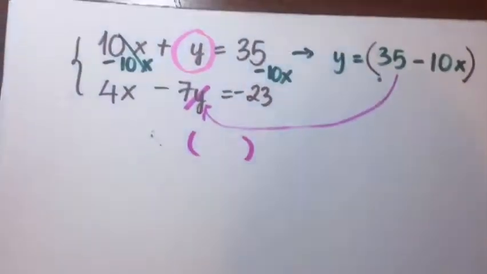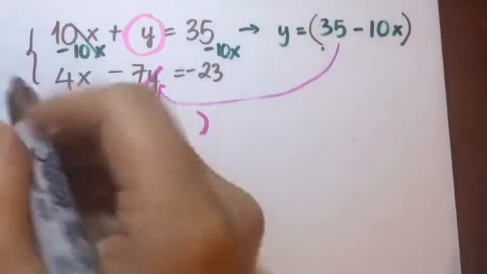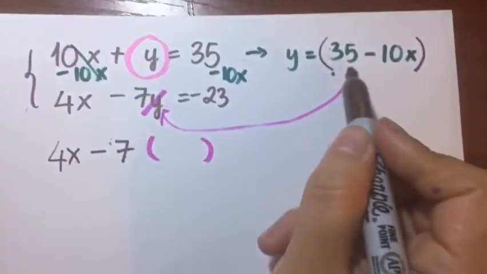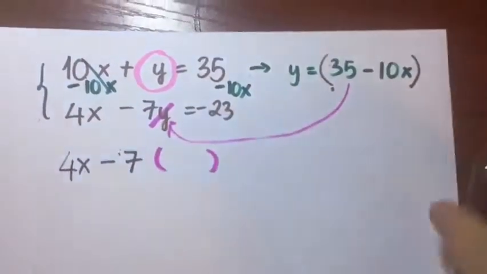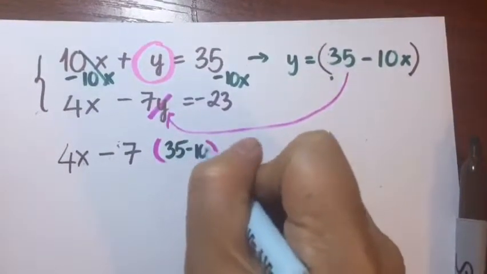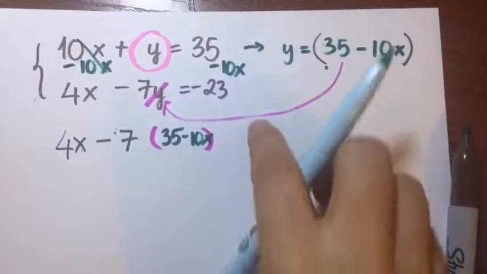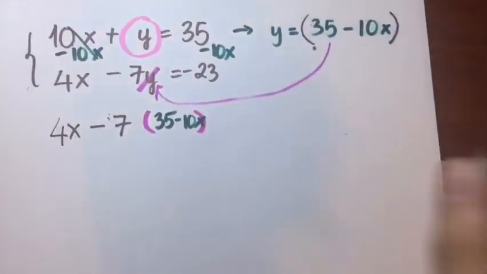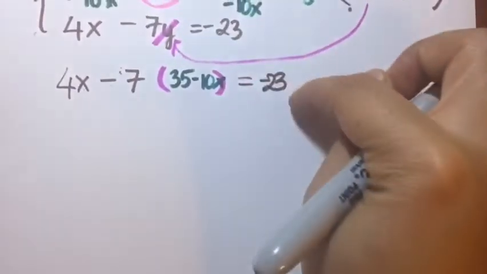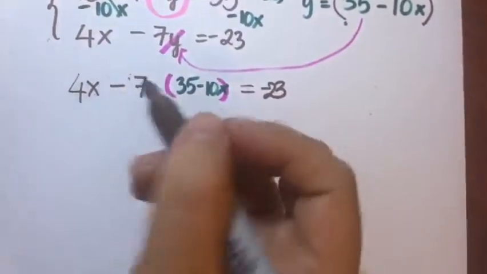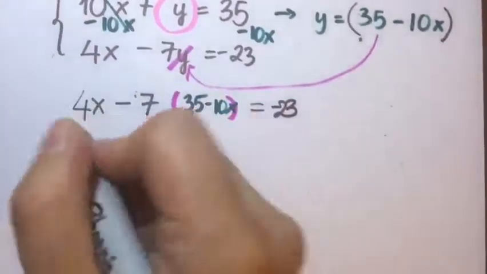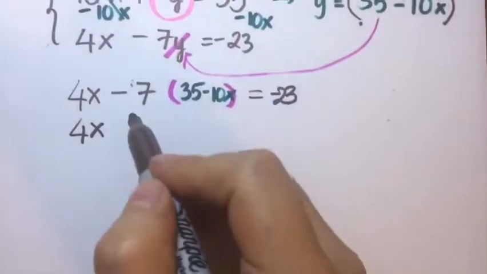Okay, so let's rewrite this. 4x stays the same, minus 7. Now instead of the y, I'm going to substitute this in: 35 minus 10x, inside the parentheses, and bring down the equals negative 23. This is from the second equation. Now let's clean this up a little bit and take off the parentheses. The 4x is totally outside, so I can just rewrite it like that.